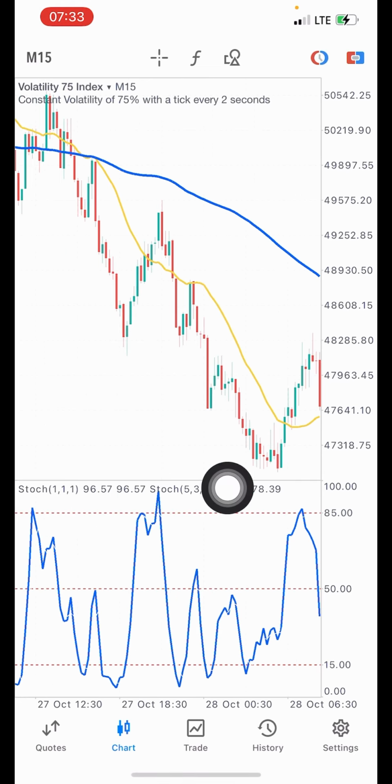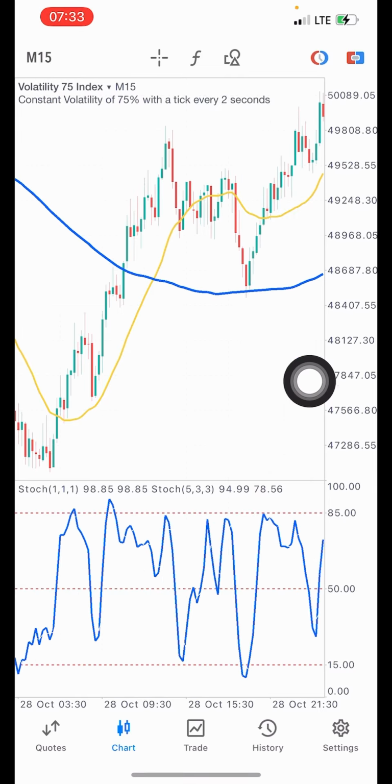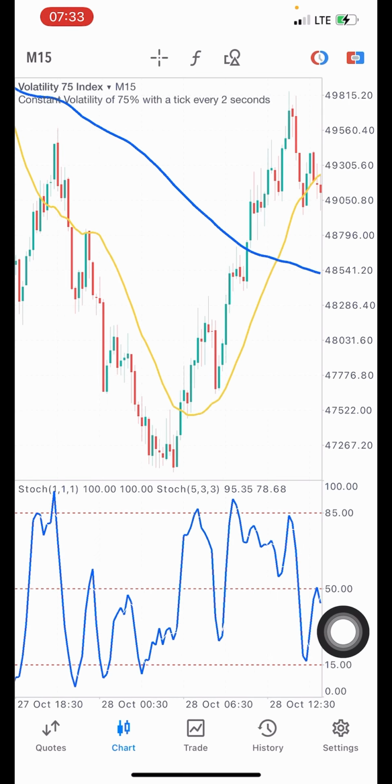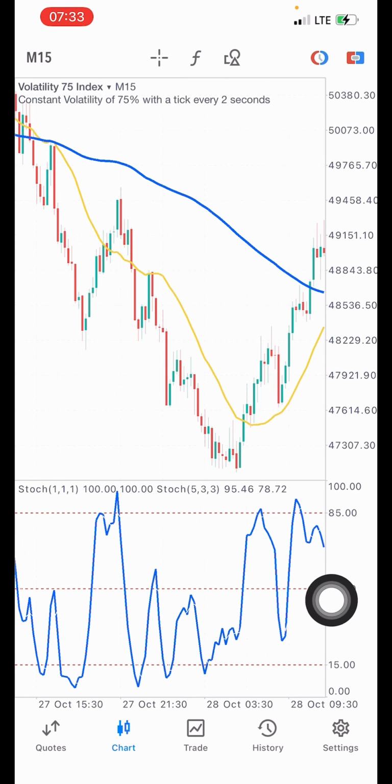And here on the indicator window, this blue line needs to get to the overbought level. You need to touch this line before you think of selling, whenever the yellow line is below. And here again, this blue line needs to touch this red line below before you think of buying.